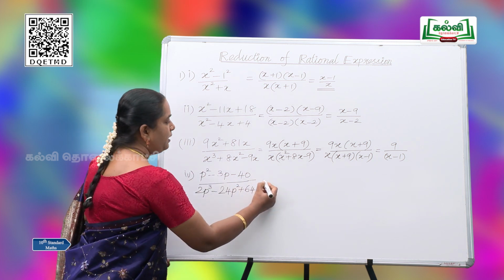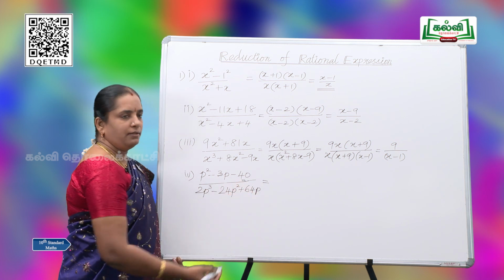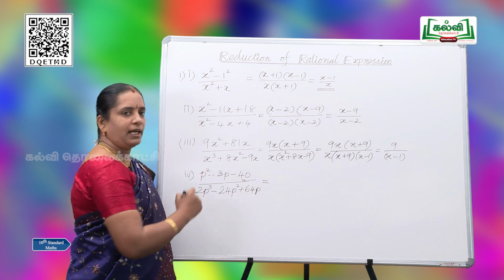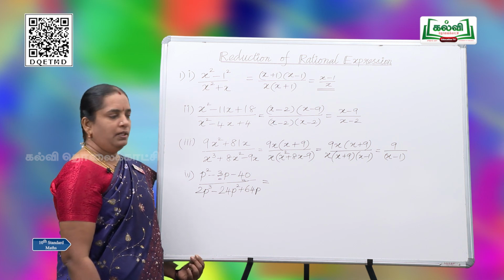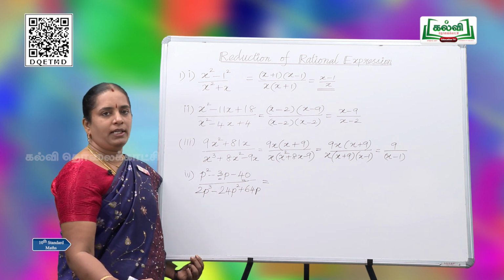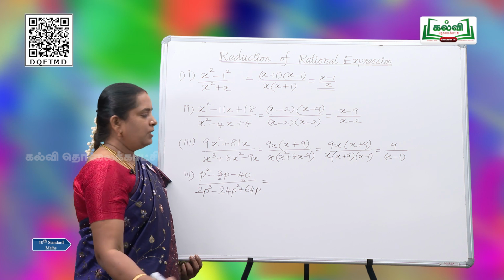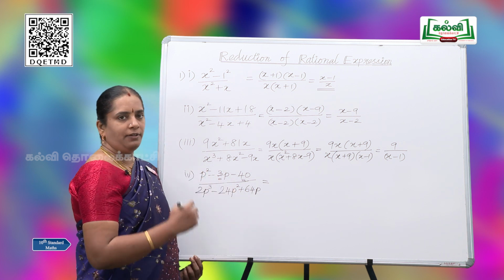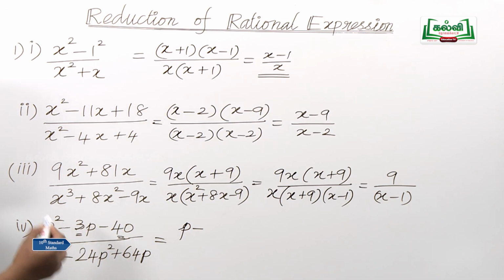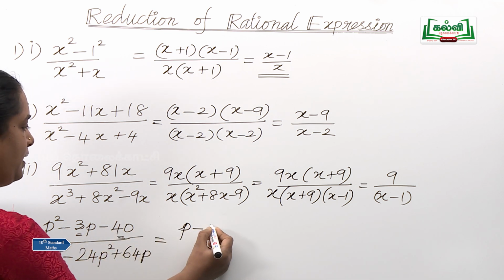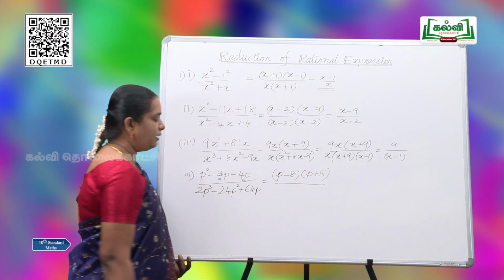Okay. See, the numerator is a quadratic polynomial here, whose product is 40. Since this product has negative sign, we have to say that the difference between the terms should be 3. So, what are the numbers whose product is 40 and difference is 3? Have you found? Very good. 8 and 5. So, 8 should have negative sign and 5 should have positive sign. So, we have to split, as the polynomial is in P, we have to reduce as P minus 8 into P plus 5, and reduce the denominator also.